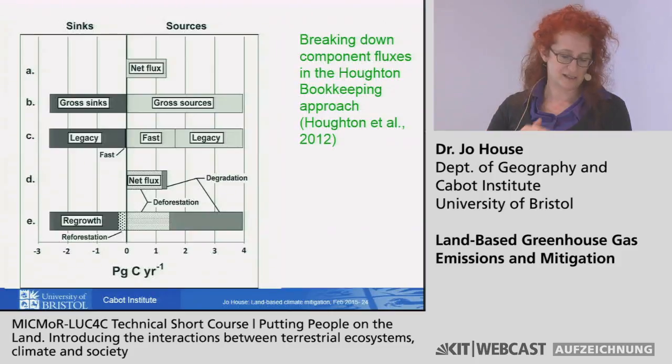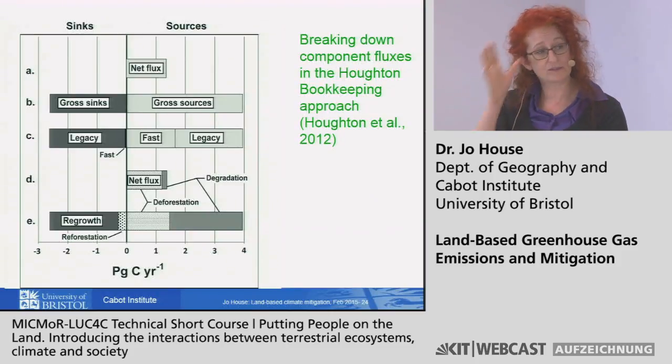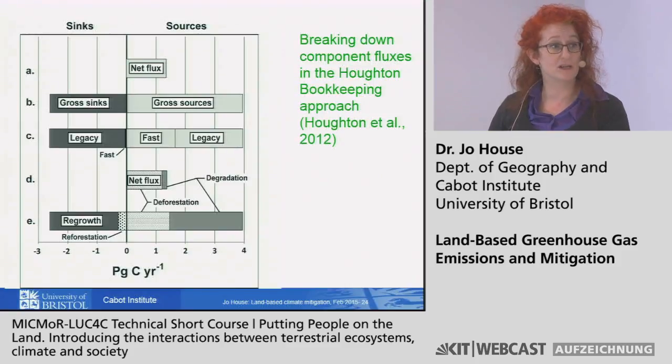As I said, satellites tend to be based on current measurements and not include the legacy fluxes. And this also goes through the IPCC measurements. If you're using Tier 1, you're assuming all emissions are instantaneous. If you're using Tier 3 and you're using models, then you can kind of account for that historical flux and past land use.